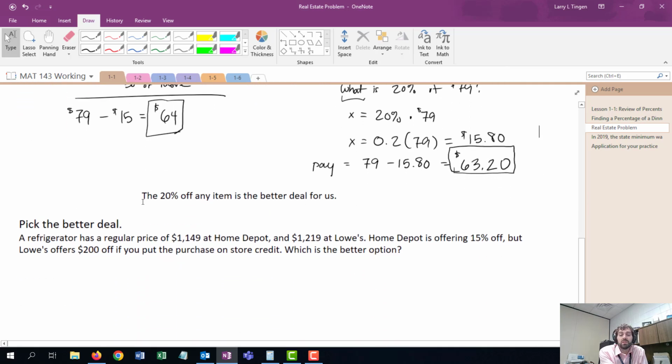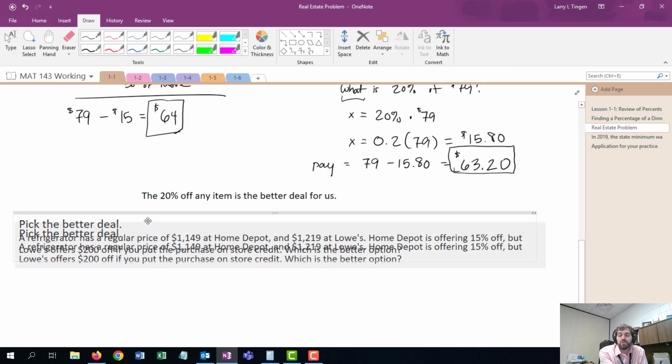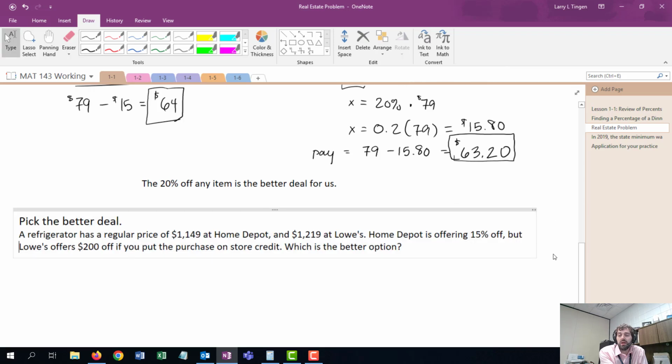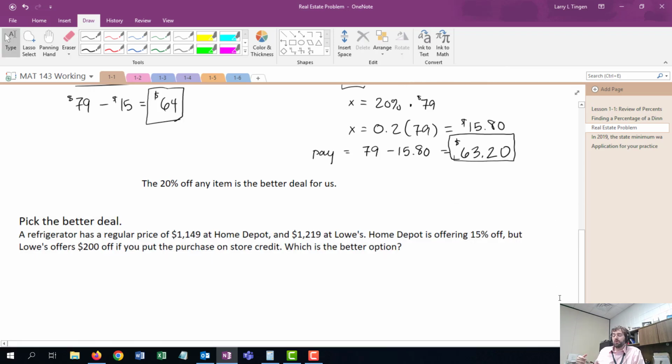Now let's go to a problem that I dealt with last year when I bought a new house, and the refrigerator I had at my old house did not fit in the space in the kitchen. So because of that, I had to look into a new refrigerator, and there were two deals. This is similar to my situation, but not exactly. The regular price at Home Depot for a refrigerator was $1,149. At Lowe's, it was $1,219.